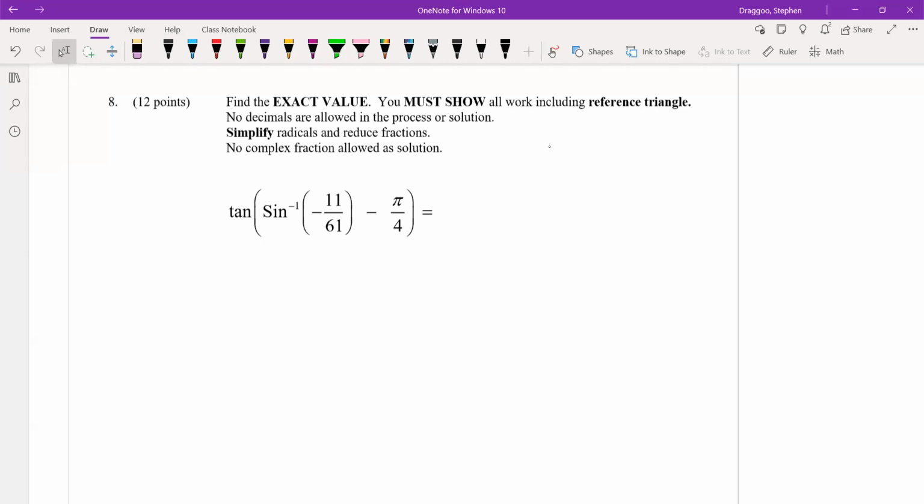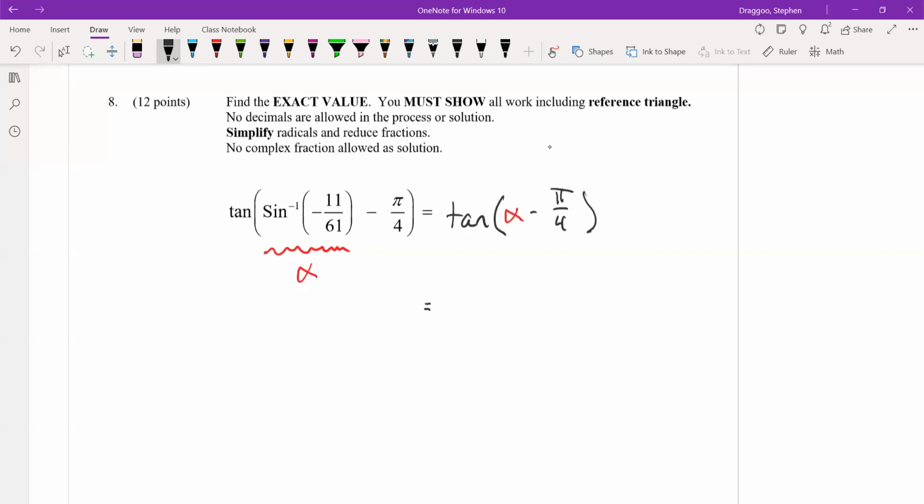So I need the tangent of sine inverse of a number minus pi over 4. Remember that the sine inverse of a number is just going to be an angle. I'm going to call this one alpha. So the thing I'm solving for is the tangent of alpha minus pi over 4. So I want the tangent of alpha minus beta formula, where beta is pi over 4, a known value from the unit circle.